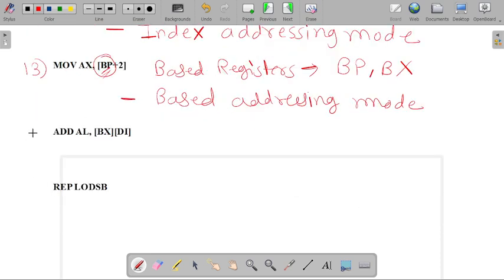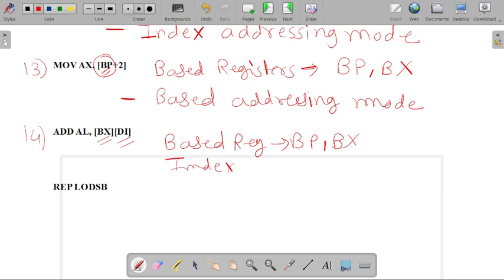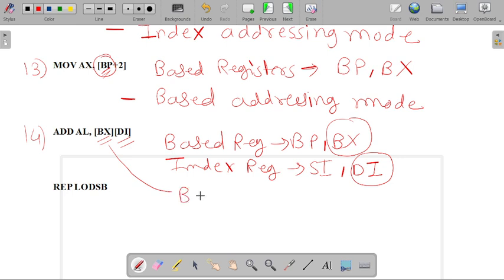Now in the next example, ADD AL comma BX plus DI. So here we have already seen that the base registers are BX and BP and our index registers are SI and DI. So here there is a combination of the BX register and the DI register. Whenever the combination of both of these registers is given in that example, you can write the answer for this question: that is base index addressing mode.